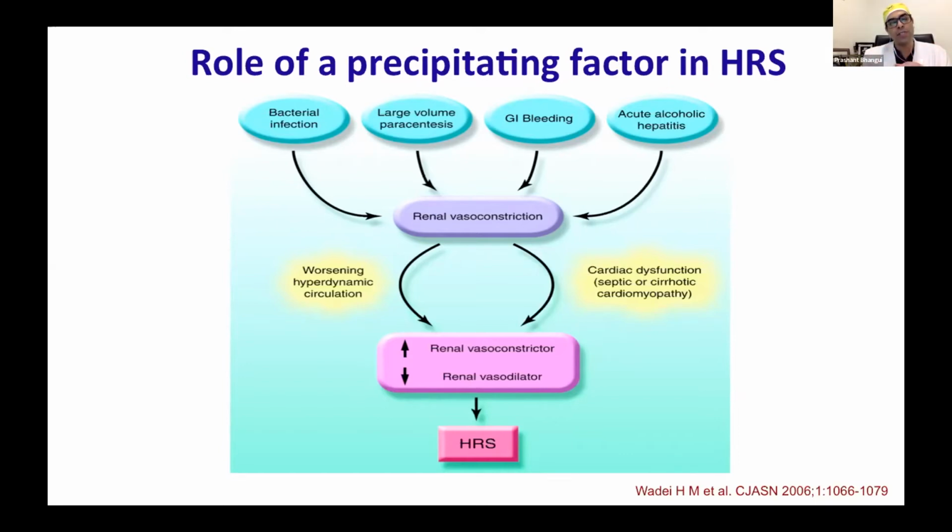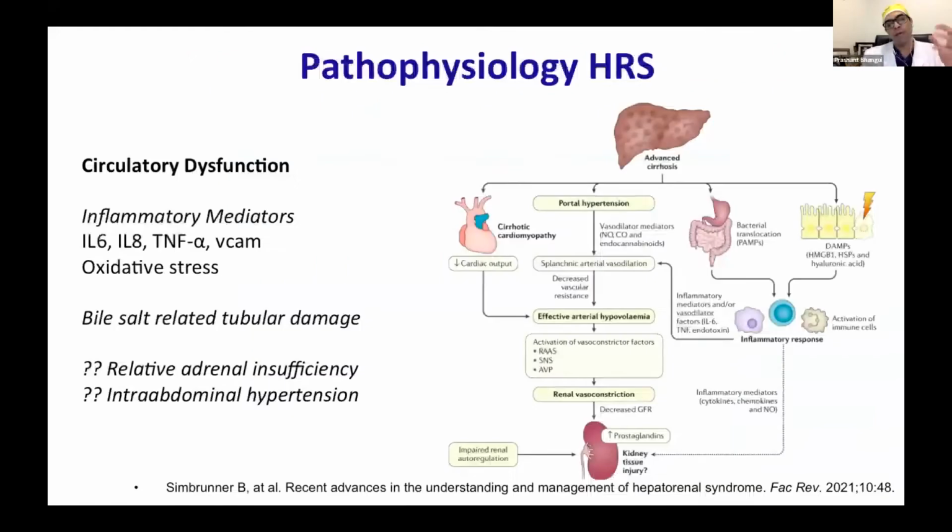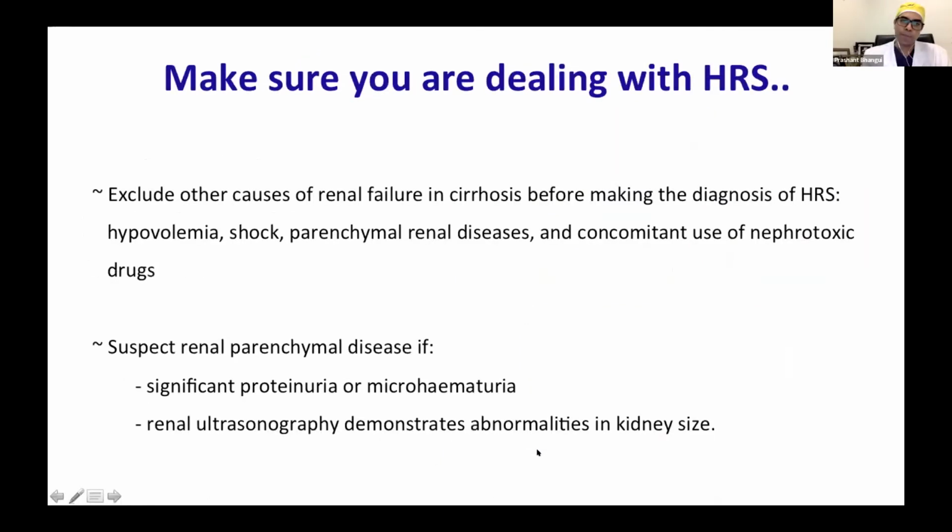There is renal vasoconstriction, there's a worsening of the hyperdynamic circulation, there's cardiac dysfunction, ultimately giving rise to an increase in the renal vasoconstrictors, a decrease in the renal vasodilators, and finally leading to the syndrome of hepatorenal syndrome, which we all know is mediated primarily by these inflammatory mediators, IL-6, IL-8, TNF-alpha, VCAM, oxidative stress, and all of them ultimately are going to give rise to the HRS.